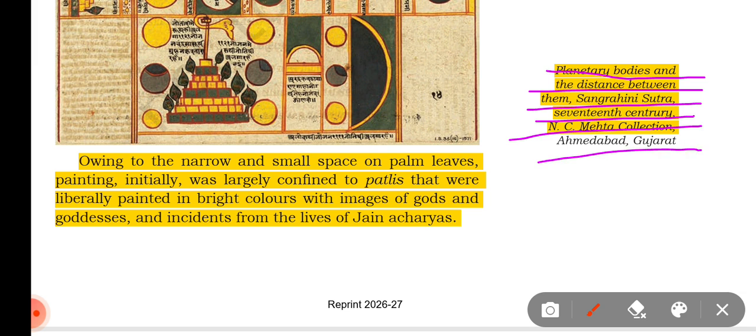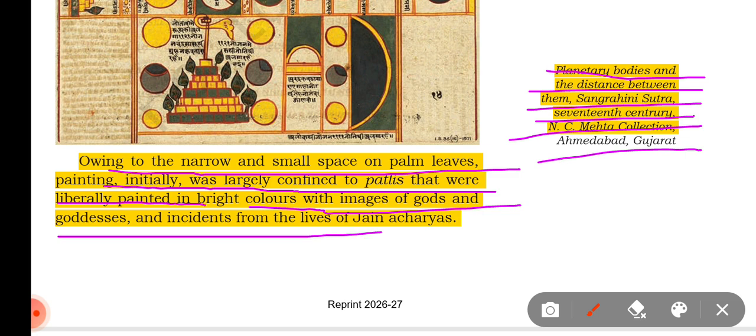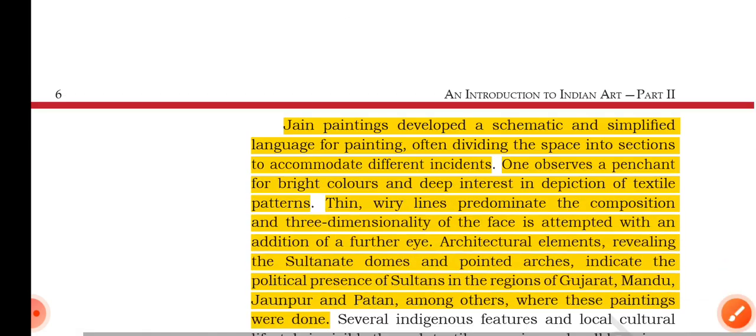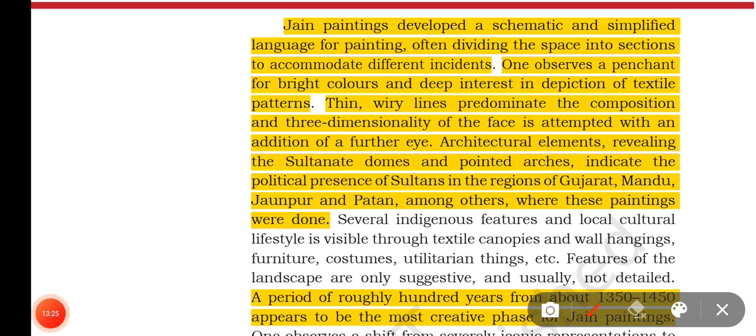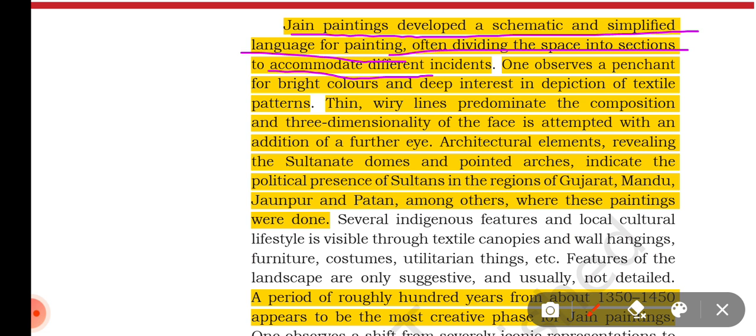Mehta Collection, Ahmedabad, Gujarat. Owing to the narrow and small space in the palm leaves, painting initially was largely confined to patlis that were liberally painted in bright color with images of gods and goddesses and incidents from the lives of Jain Acharyas. Jain painting developed a schematic and simplified language for painting, often dividing the space into sections to accommodate different incidents. One observes a penchant for bright color and a deep interest in the depiction of textile pattern.